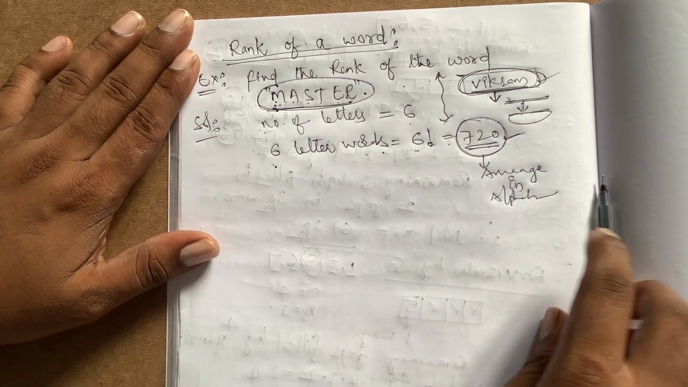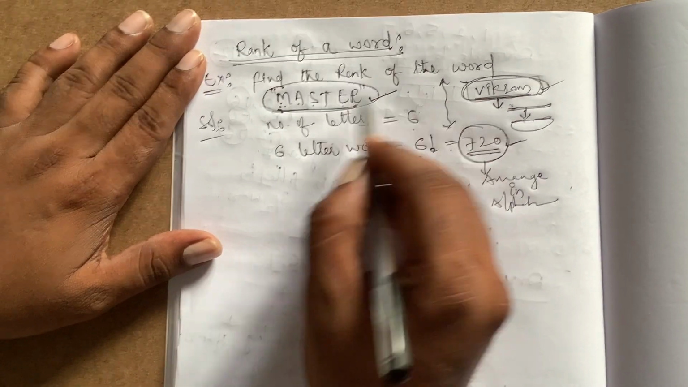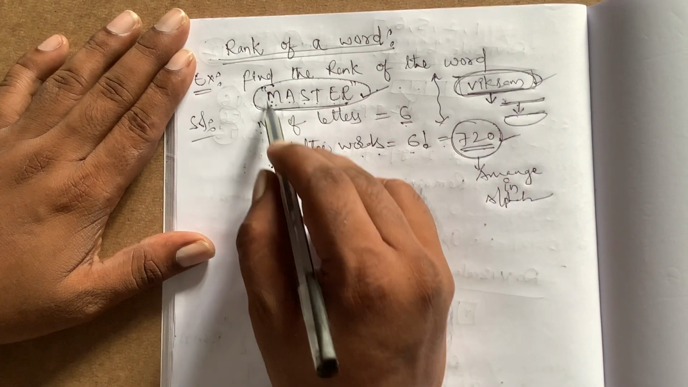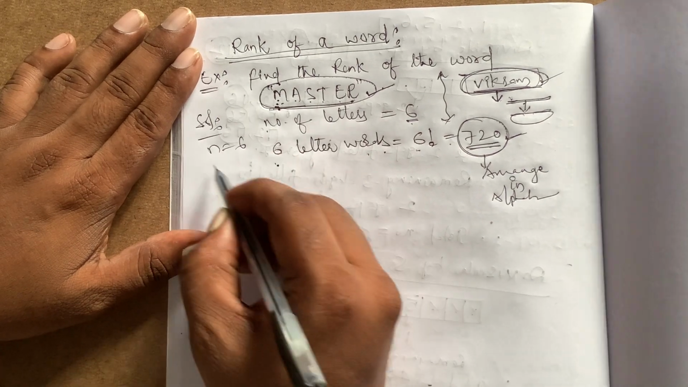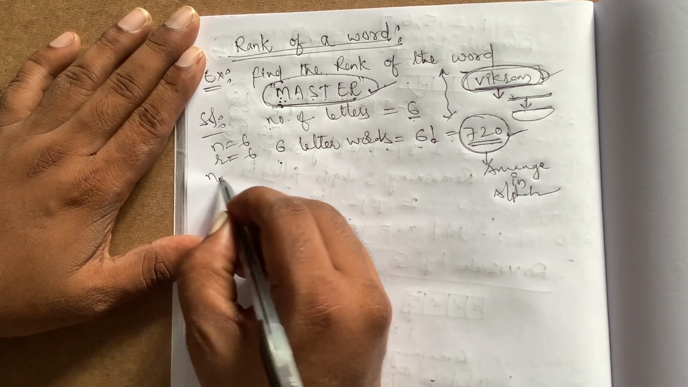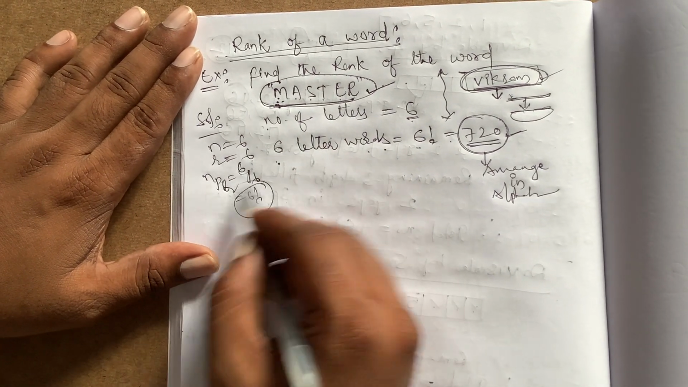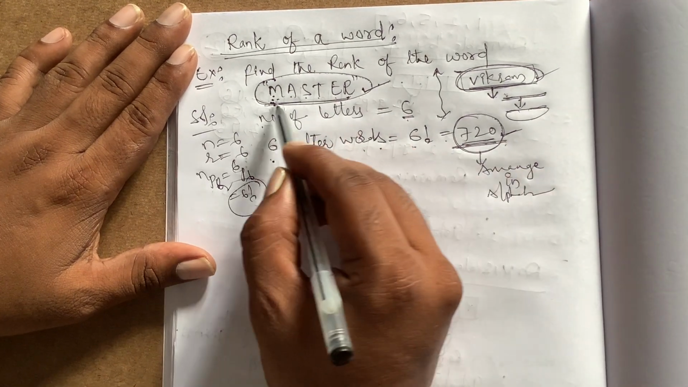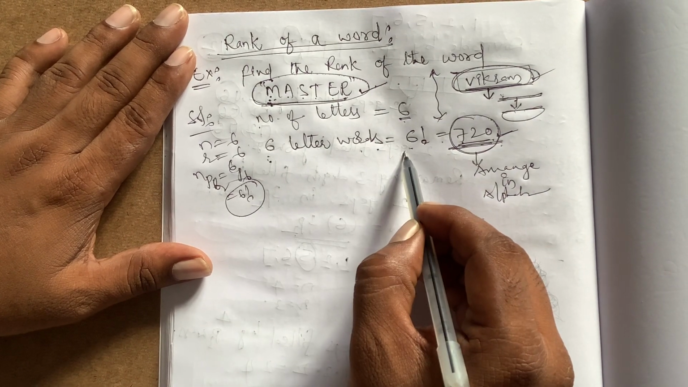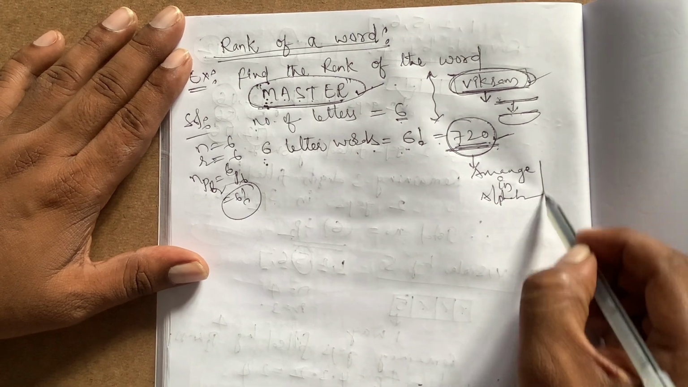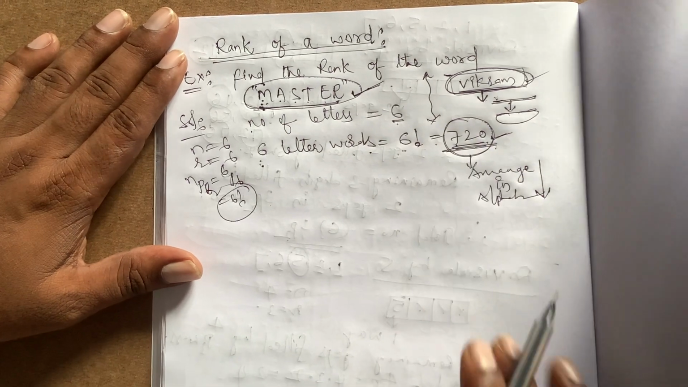Once again, the given word is master. In this word there are 6 letters. If we jumble these letters, that means arranging them, how many ways? n is equal to 6 things, r is equal to 6. So what is the formula? nPr, that means 6P6, which is equal to 6 factorial, which is nothing but 720. So by jumbling these letters, we can form 720 six-letter words. If you arrange these in alphabetical order, what is the serial number of the word master? That is what we have to count.